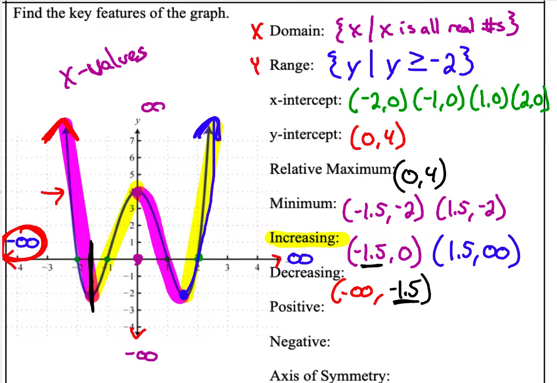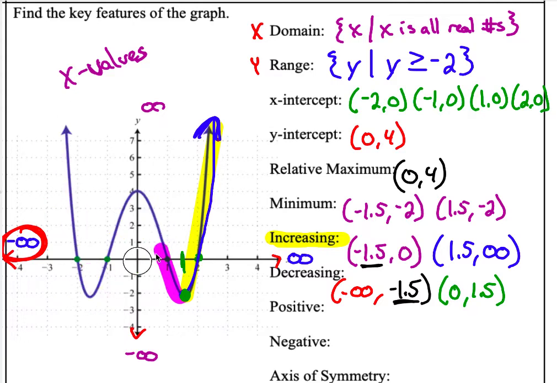Then it's going to do the same thing again. It's going to start here and decrease down to here. Well, that's an x of 0 out to an x of 1.5. Okay? So you're describing the range from the left end to the right end of where that line is increasing or decreasing, whether it's going up or going down.